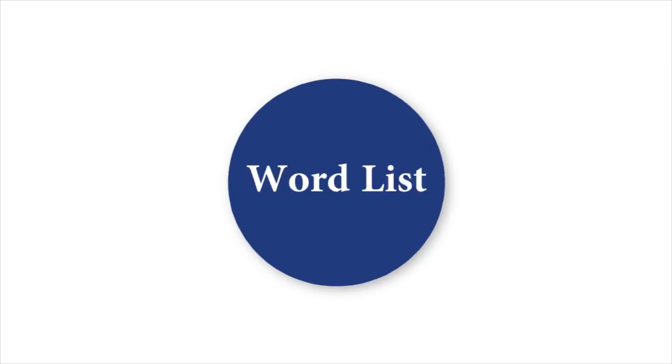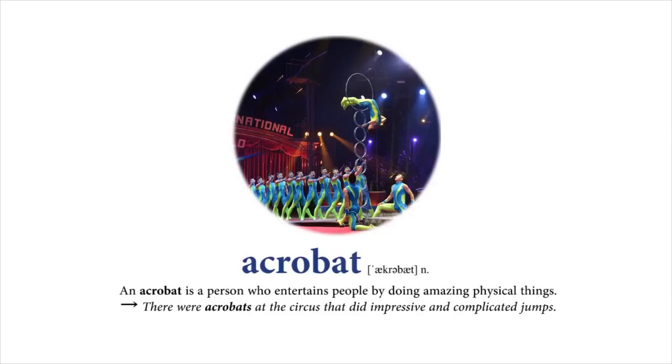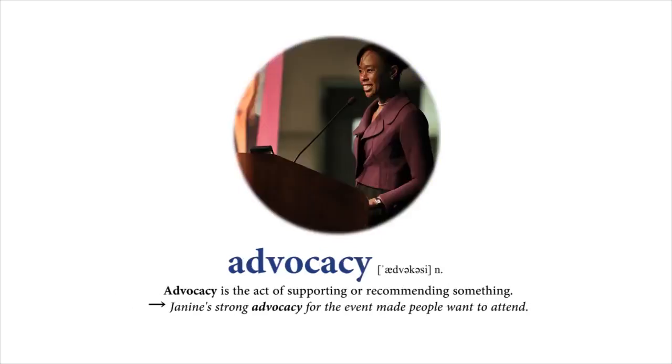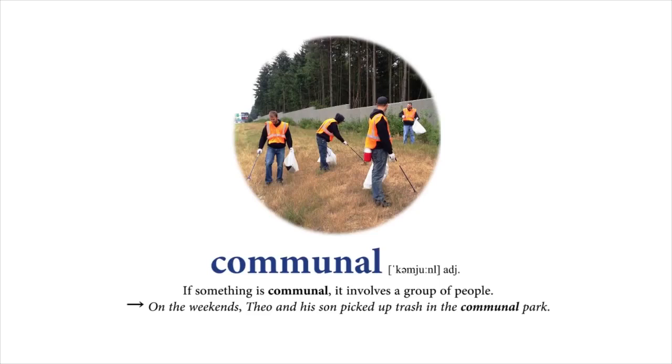Unit 25. Word list. Acrobat. An acrobat is a person who entertains people by doing amazing physical things. There were acrobats at the circus that did impressive and complicated jumps. Advocacy. Advocacy is the act of supporting or recommending something. Janine's strong advocacy for the event made people want to attend. Communal. If something is communal, it involves a group of people. On the weekends, Theo and his son picked up trash in the communal park.